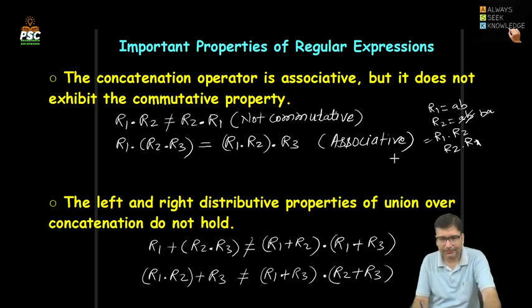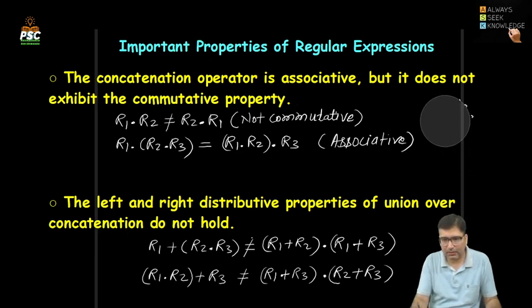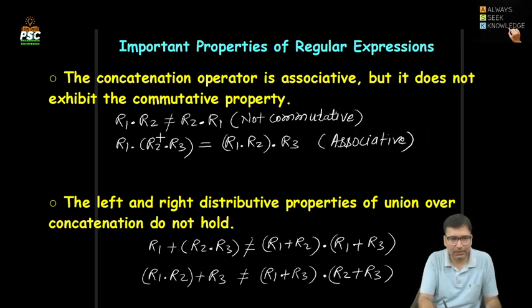Then the next one is R1 concatenated with R2. Either you first concatenate these two regular expressions, or you first concatenate the other two and then concatenate the resultant with R3. This will be equal. So this is a kind of associative. You can say the concatenation operator is associative, right? But the concatenation operator is not commutative.